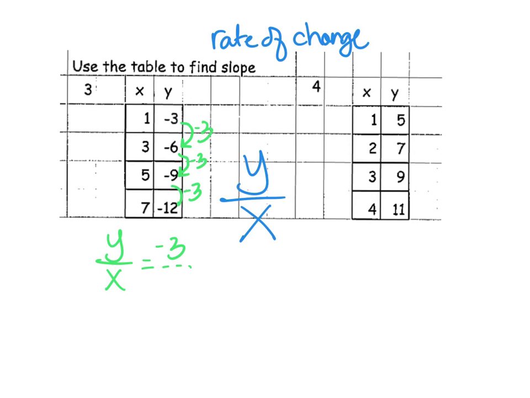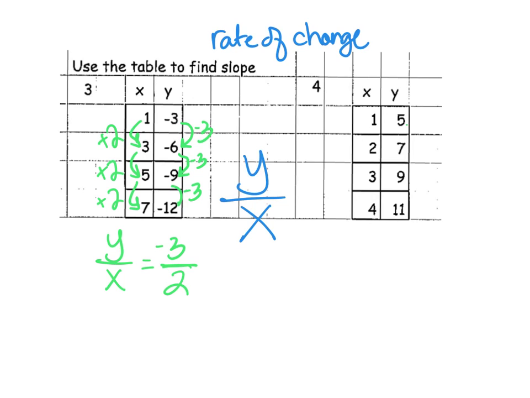Now let's go to the x. How does 1 become 3? Add 2. How does 3 become 5? Add 2. How does 5 become 7? Add 2. Positive 2. Negative 3 over 2. Perfect. Let's try number 4.